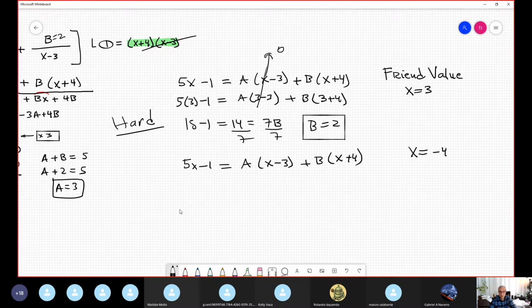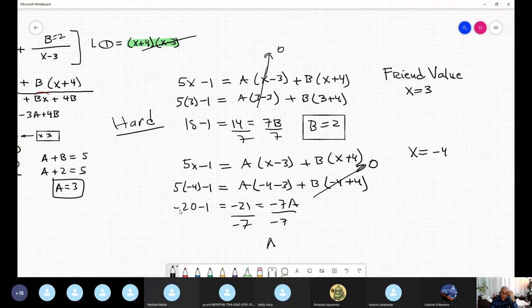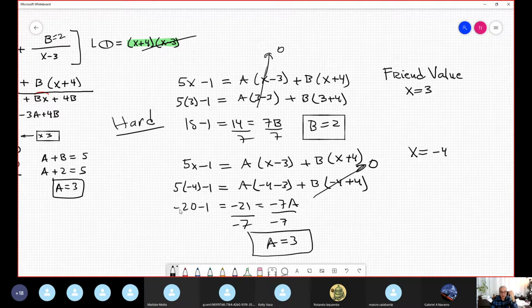When you plug in negative 4 here, let's see what happens. 5 times negative 4 minus 1 is equal to a times (negative 4 minus 3) plus b times (negative 4 plus 4), which is obviously 0, so that part is gone. We have 20 minus 20 minus 1, which is negative 21, equal to negative 7a. Negative 4 minus 3 is negative 7, and dividing both sides by negative 7, a equals 3. Boom. We get the same answer, super easy, without using a linear system of equations.